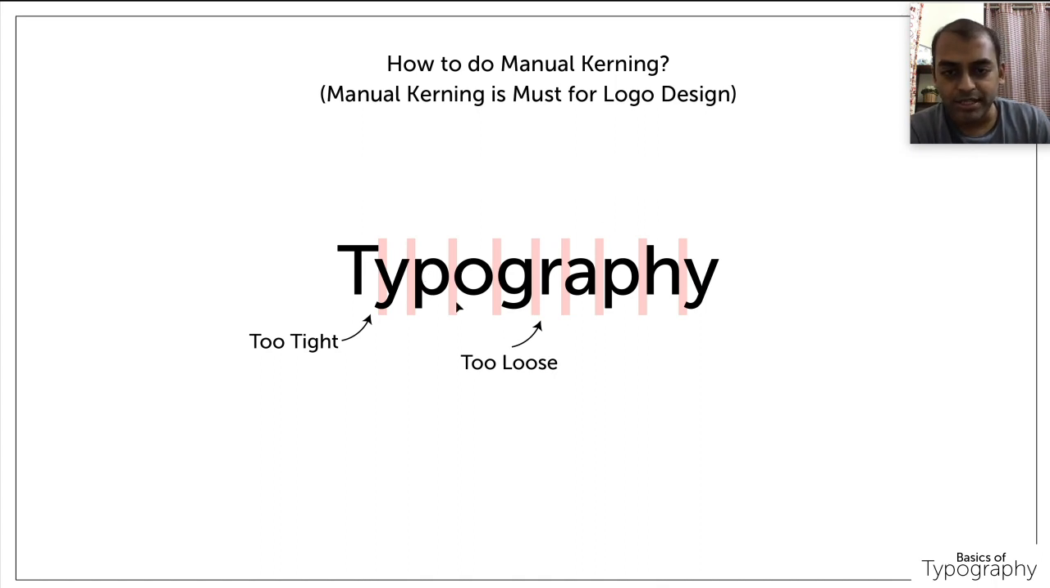If you see here, whether there is an equal amount of spacing, the spacing between G and R seems to be very loose. This light red rectangle is the same size for all, the same thickness. But if you see G and R, they are very loosely placed.